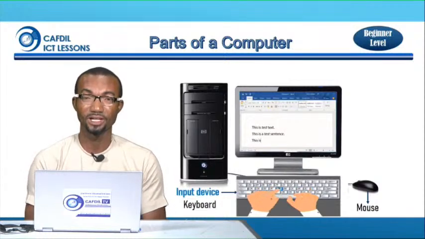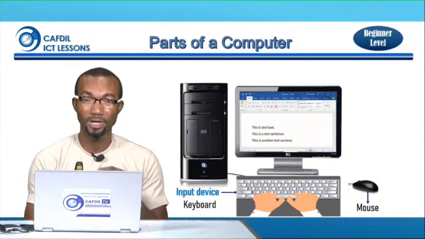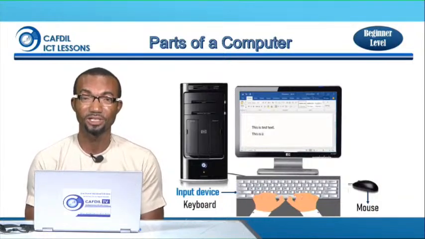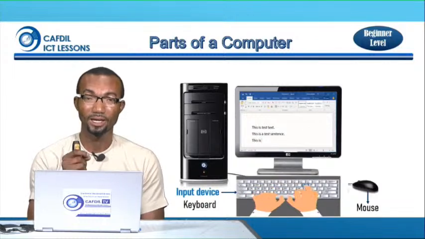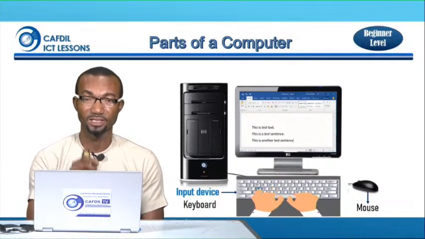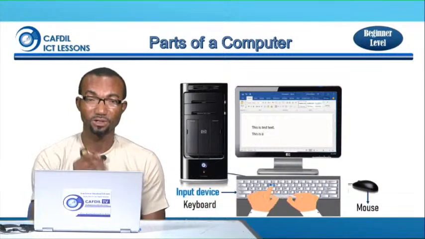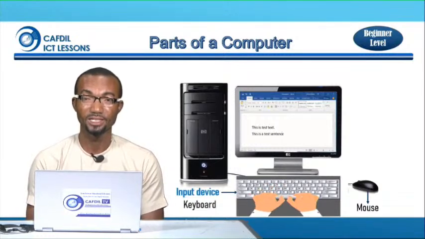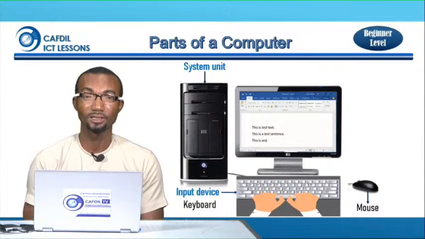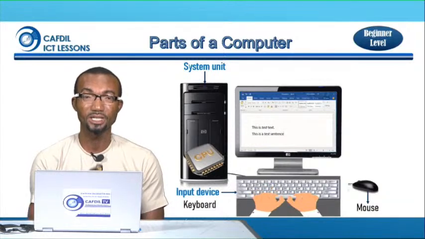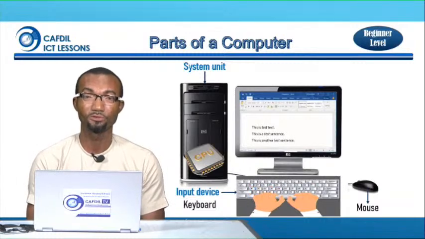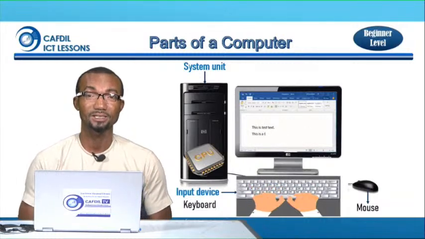As we go on with the lessons, you will go deeper into input devices and all the devices that a computer uses. So a computer must have an input device, and in the case of the desktop computer, it is the keyboard and the mouse. Then we have the system unit. The black case you see there is the system unit, and the system unit contains the CPU, that is the processor. You see the processor in front of the system unit.